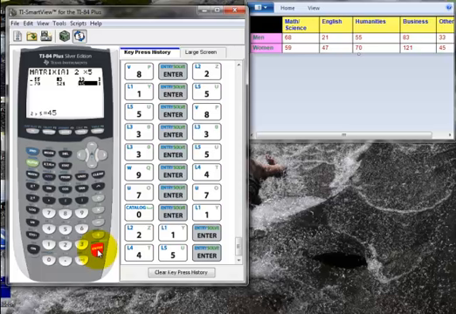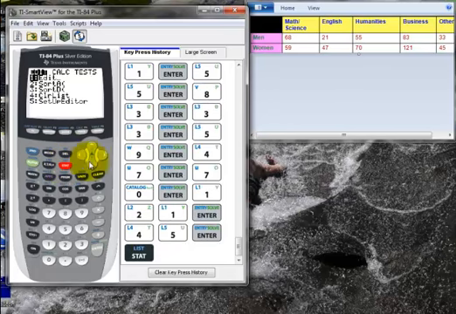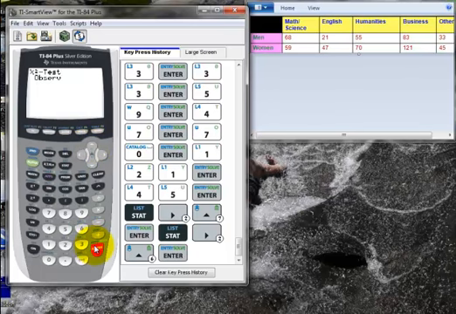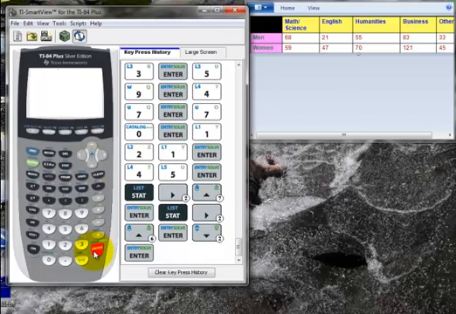Now that I have my matrix entered in, I go to Stat, then Tests. I use my up arrow until I get to chi-squared test. Hit Enter. The observed is A, the expected is B. I hit Calculate, and there we have it.